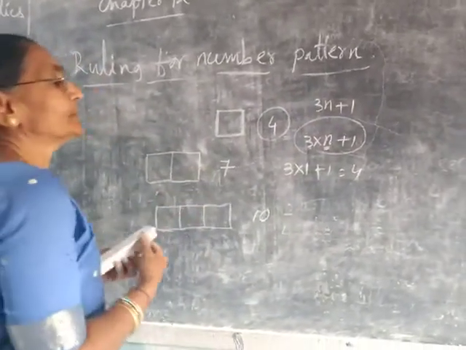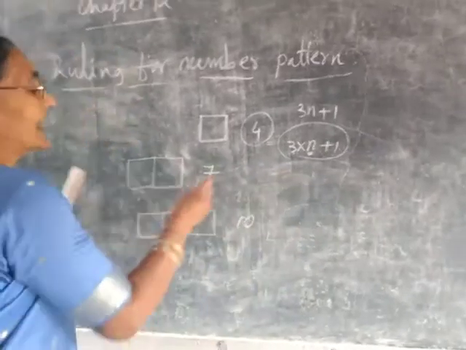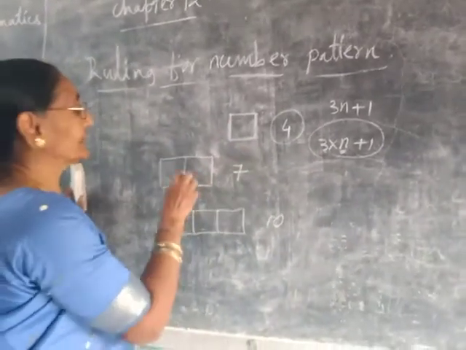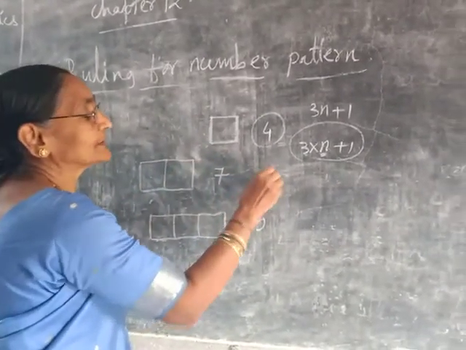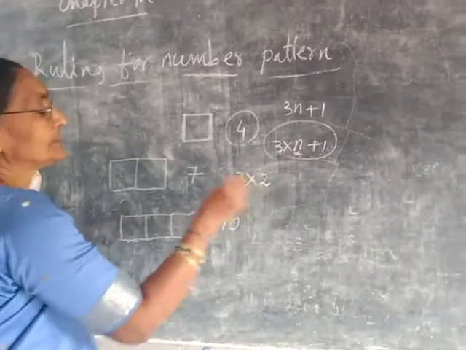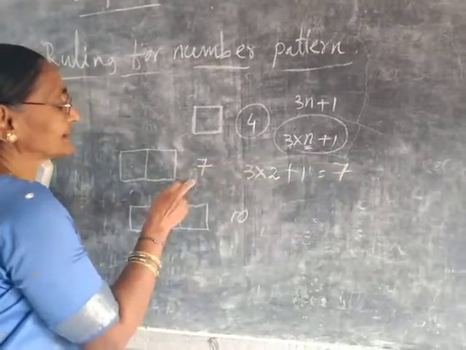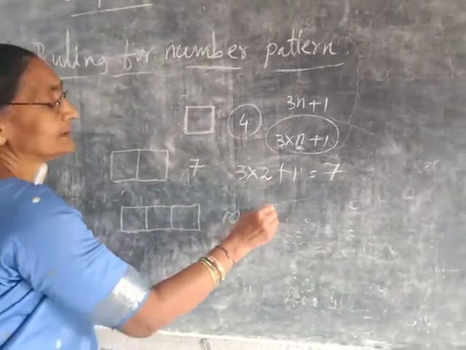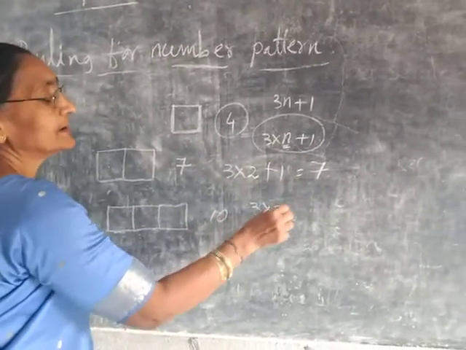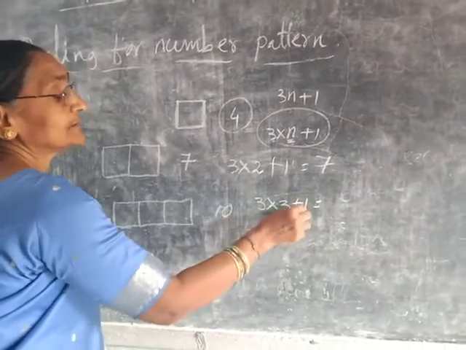Then suppose the 2 squares are there. How can we see 7? 2 squares are there here. 2 squares means in place of n, you write 2. Then plus 1. Then how much will it be? 3 2s are 6, plus 1, 7. 7 came. Write that way 3. 3 means in place of n, you write 3. Plus 1, it is 3 3s are 9, plus 1, 10.